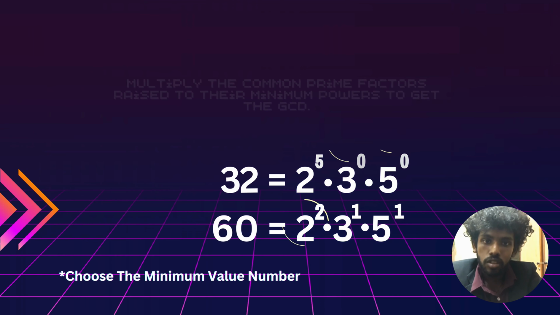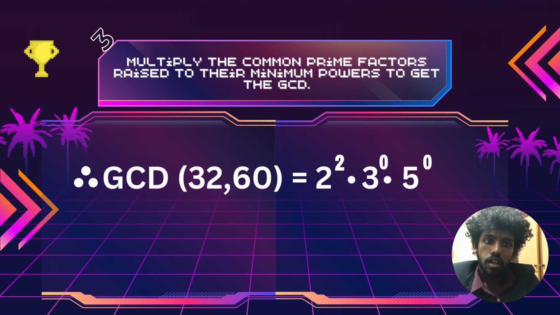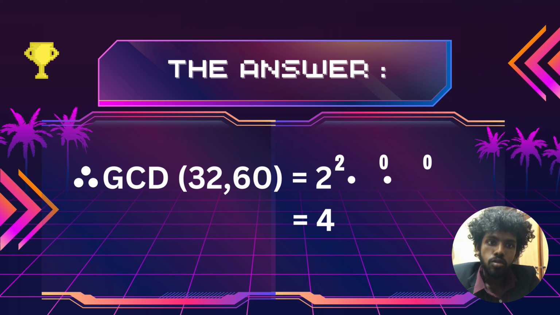These are the minimum value numbers that are given by both of the numbers, and now these numbers will be multiplied to get the final answer, or GCD. The calculation will be 2 power of 2 multiplied by 3 power of 0 multiplied by 5 power of 0, where the answer will be 4.